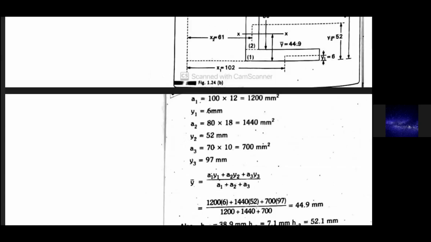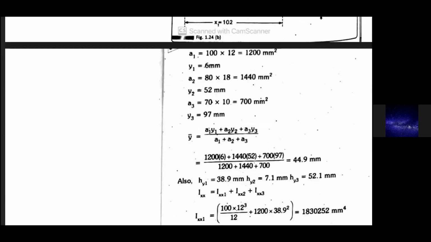After that, substitute all values in y bar. Y bar is equal to a1 y1 plus a2 y2 plus a3 y3 by a1 plus a2 plus a3. That is 1200 into 6 plus 1440 into 52 plus 700 into 97 by 1200 plus 1440 plus 700. We will get 44.9 mm.